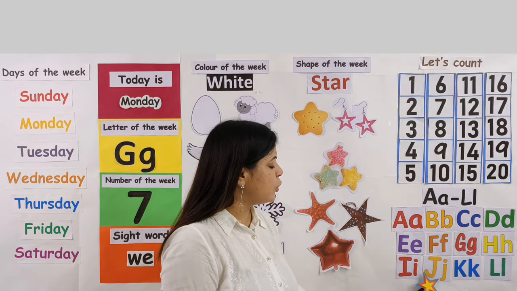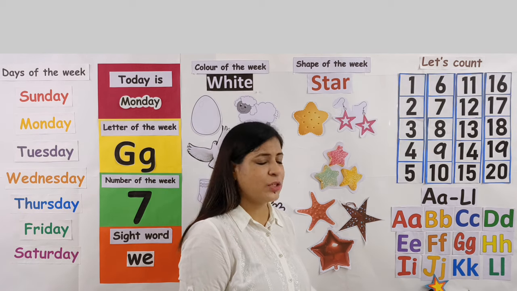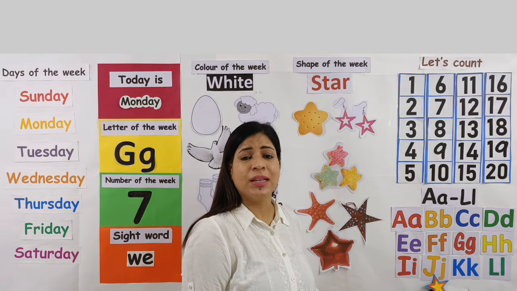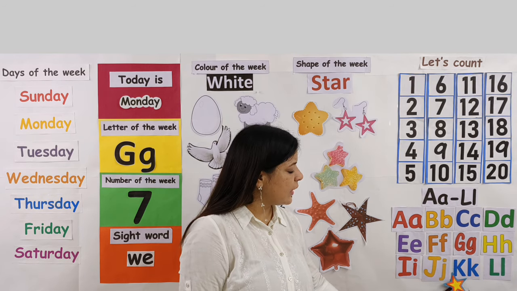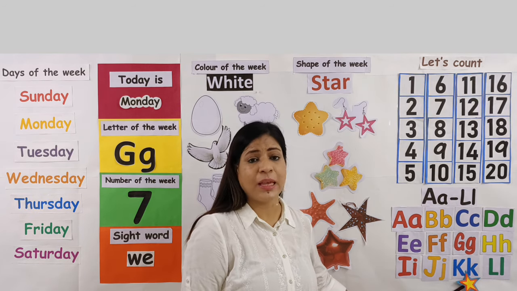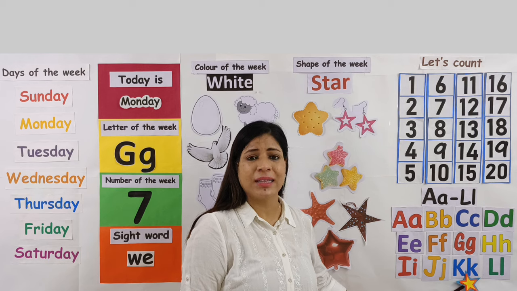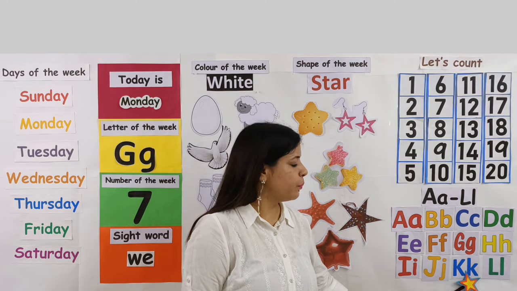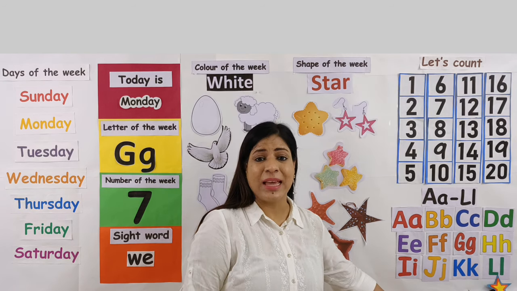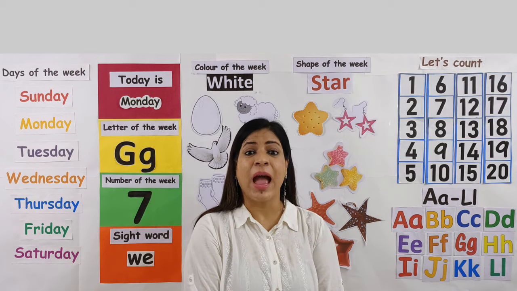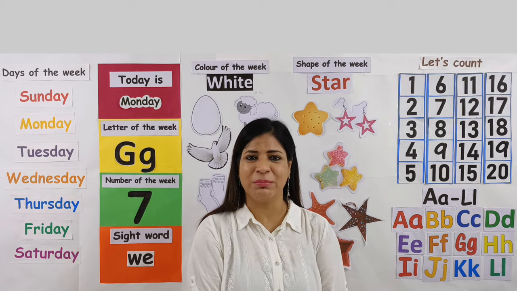This is uppercase letter J. This is lowercase letter J. Letter J makes the sound J. This is uppercase letter K. This is lowercase letter K. Letter K makes the sound K. This is uppercase letter L. This is lowercase letter L. Letter L makes the sound L. Well done. I hope you all were saying the sounds along with me.